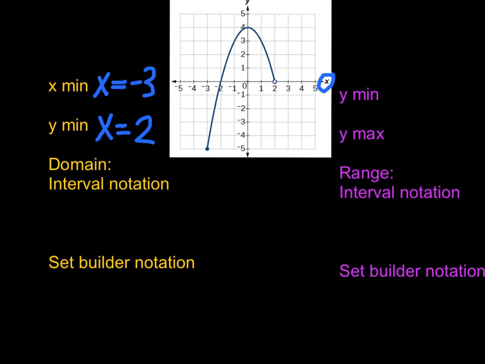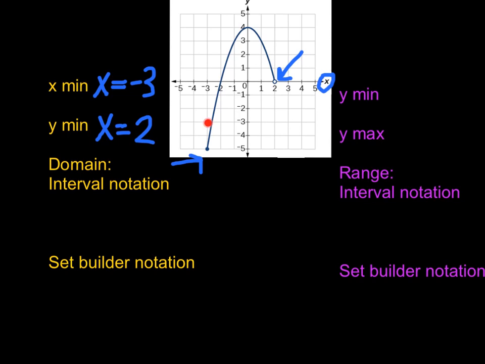Now there's two ways to identify domain. You can use something called interval notation, or you can use something called set builder notation. Now, it doesn't matter to us which one you go with, but you should be aware of both of them in case it's written as a multiple choice question. So, I'll review interval notation. Interval notation has you looking at these endpoints to determine if they're going to be open or closed brackets.